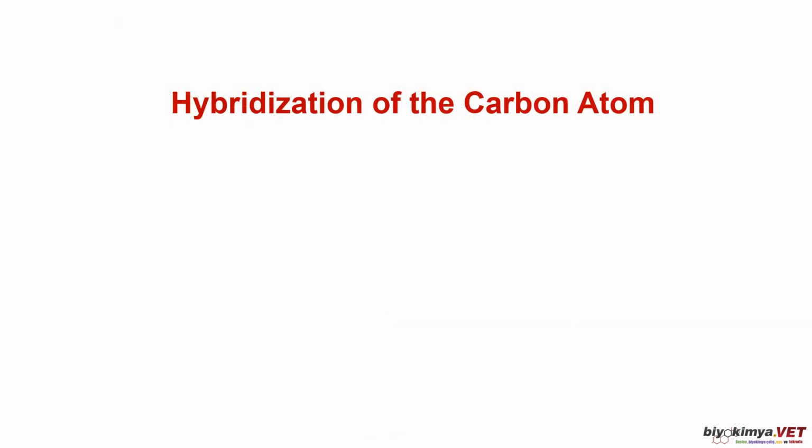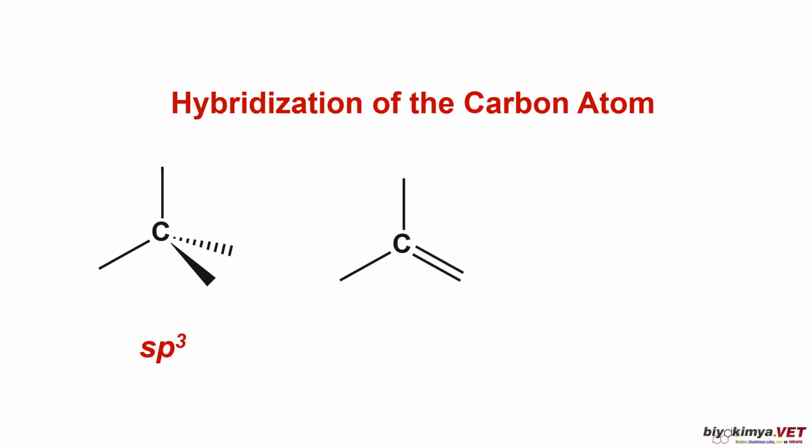And here is a good illustration summarizing hybridization of the carbon atom. Here you see the 4 single bonds, which means it's the sp3 model, and here one double bond and 2 single bonds, which is the sp2 hybrid model of the carbon atom, and here one single bond and one triple bond, which is the sp hybrid model of the carbon atom.